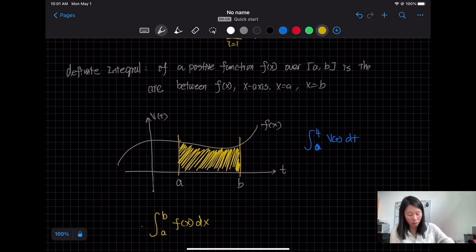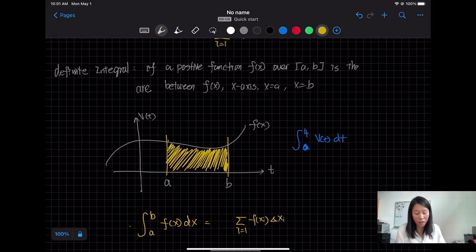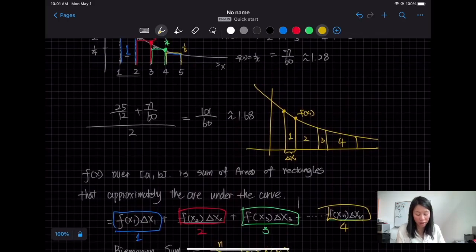So remember that the Riemann sum is the sum from i equals 1 of f of x_i delta x_i. So when do you think this is going to be the most accurate? How many subintervals do you need to divide it into to make this very close to the actual area? Well, the more subintervals you have, the more accurate an answer you're going to get, right?